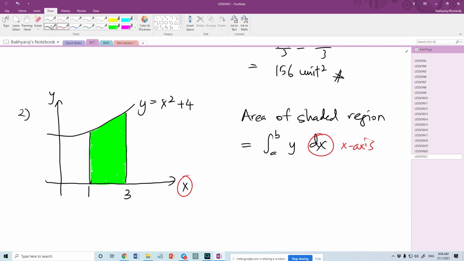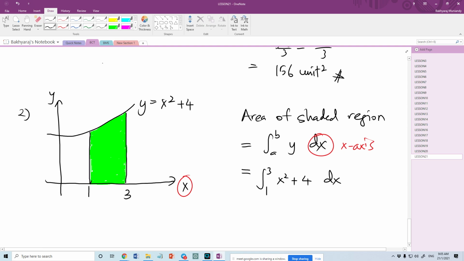Okay, so equal. What is my limit? Integrate. Yeah, correct. Okay, 3, 1 lah. So actually, we read 1, 3. Baca lower limit, upper limit. So 1, 3. And then what is y? Yeah, correct. x squared plus 4 dx.